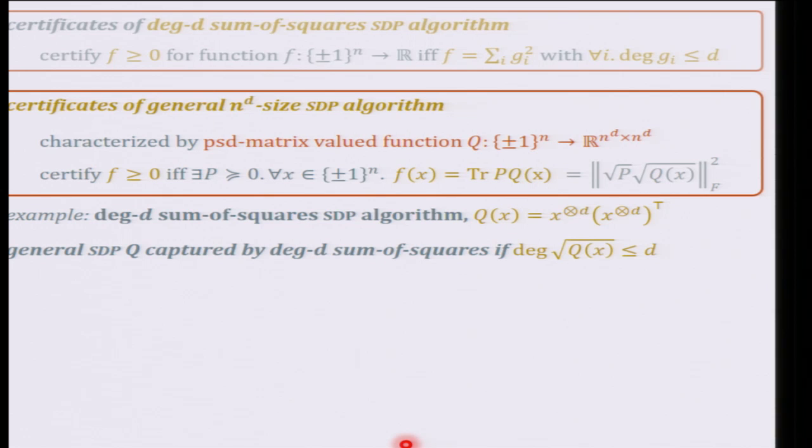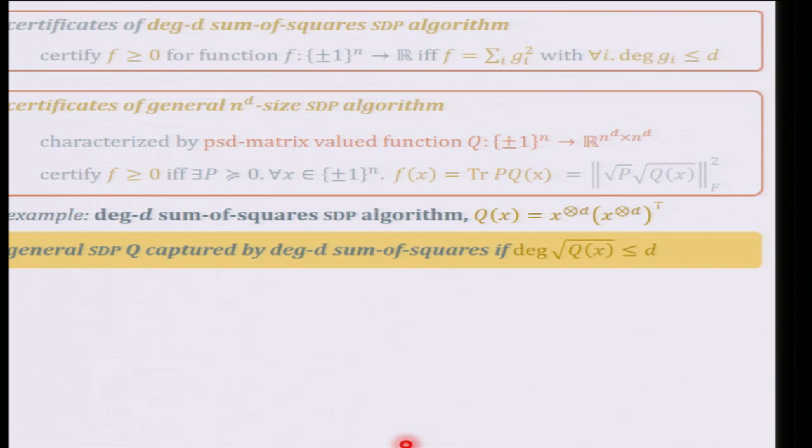Okay, so let me say this first. If you wanted to prove that general SDP algorithms can be simulated by sum of squares, one way to do that is to show that somehow for every PSD matrix valued function Q, I can approximate it by another function that satisfies this condition. Okay, so this condition is a good way to identify whether your SDP algorithm is captured by sum of squares.